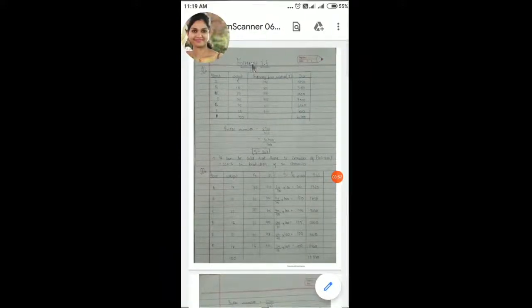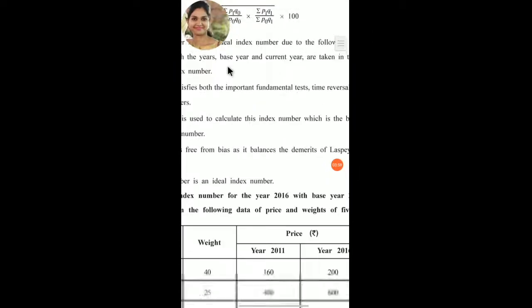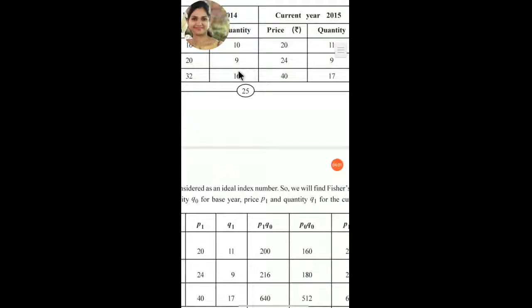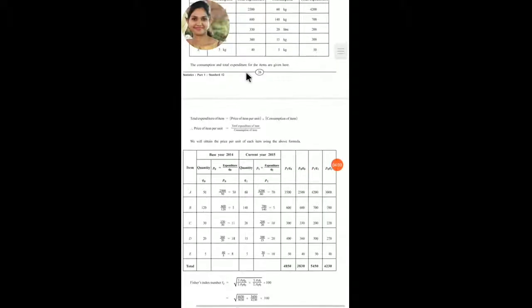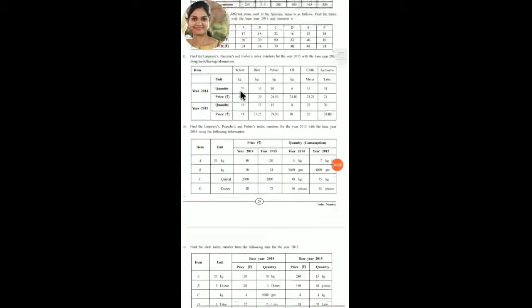Right, in exercise 1.3, see the first question, 1.3 first question, on page number 29. Come to page number 29 in the exercise. The information about 6 different items used in the production of an electronic item is as follows. Find the index number and interpret it.